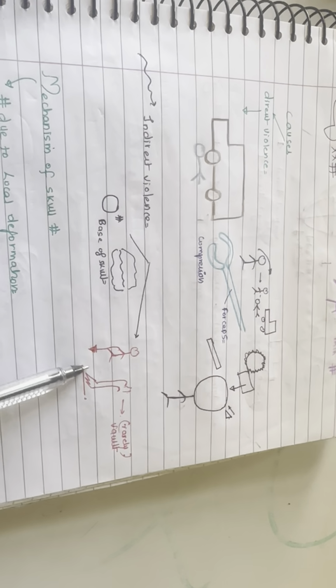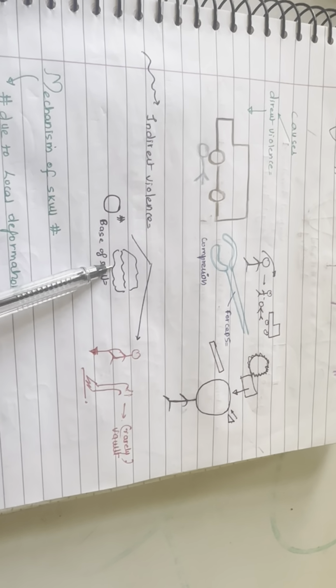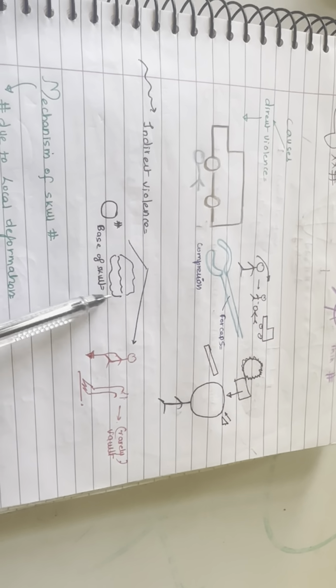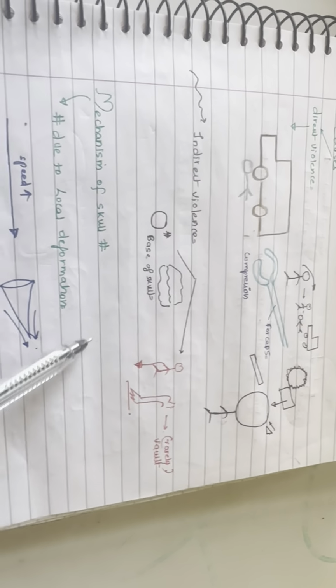Vertex indirect violence may mainly fracture the base of the skull. Ring fracture. It very rarely fractures the vault.